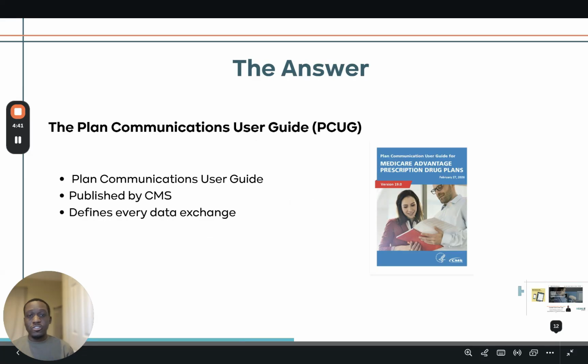The Plan Communications User Guide is published by CMS, and it defines every data exchange. You can imagine enrollment transactions, disenrollment transactions, model output, monthly membership payment, FEFD. There are so many things, almost anything you can think of between CMS and the plans. You will find an answer in the Plan Communications User Guide.